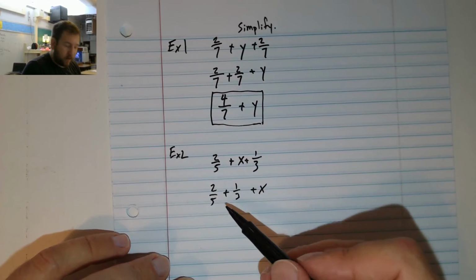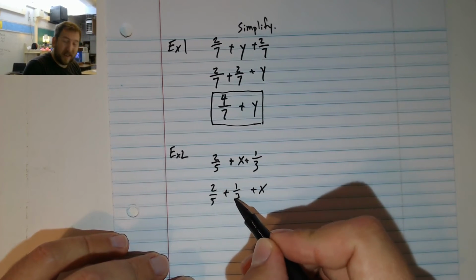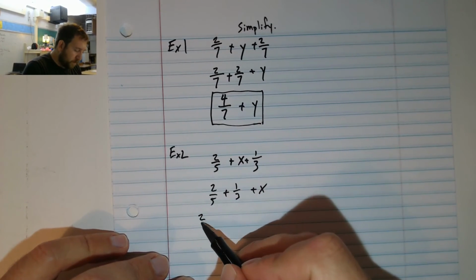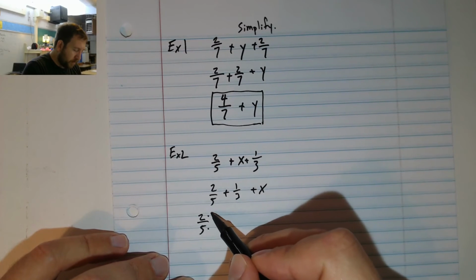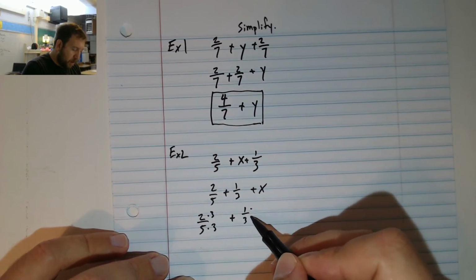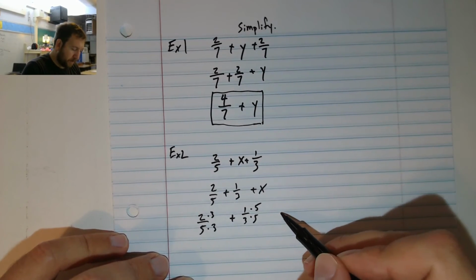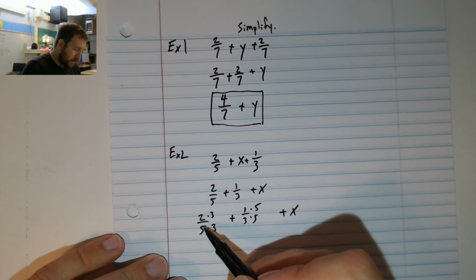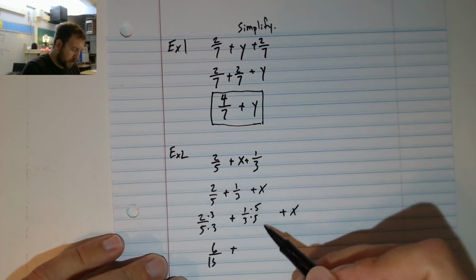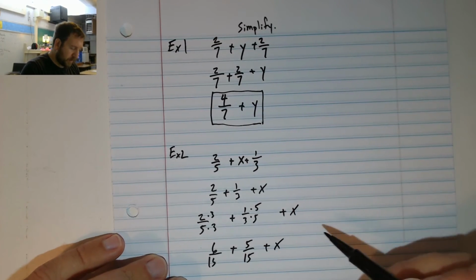Well, if I want to add 2/5 and 1/3, I'm going to have to find a common denominator. And a common denominator that I see between these is 15. So to turn 5 into 15, I'm going to multiply both by 3. I'm going to add 1/3. 1/3, if I'm turning it to 15, I'm going to have to multiply by 5. And that's going to give me 2 times 3 is 6 15ths plus 5 15ths plus x.